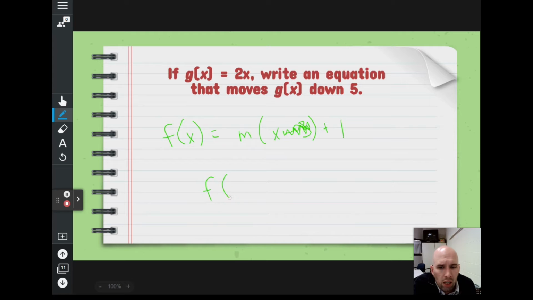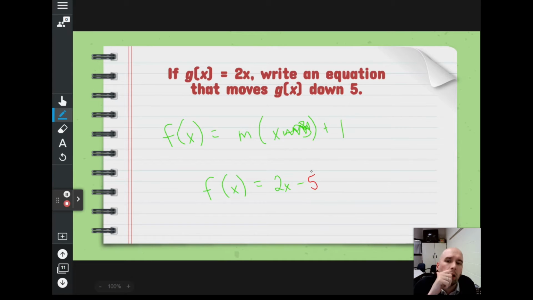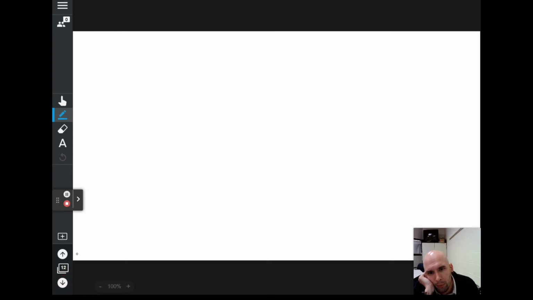So in order to just take an object and move it down 5, I take the original guy and move it down by subtracting 5 from everything. So that's what happens here. Minus 5. I don't know where I came up with 2, probably because I was staring at that the whole time. 2x minus 5 takes 2x and moves it down 5. Okay, nothing crazy about that one.